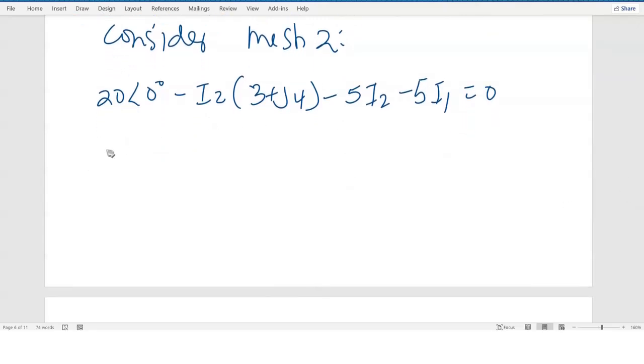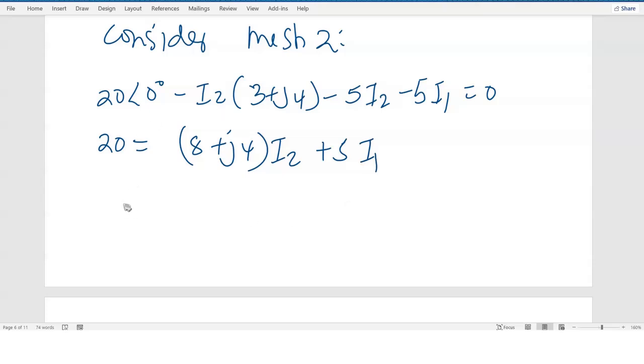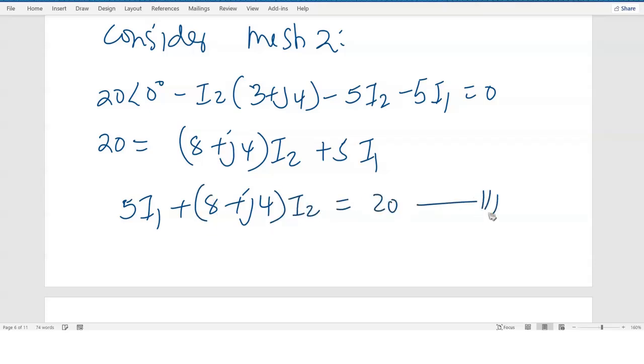So this is going to be 20 volts, equivalent to, so I look at this and that. This is going to be 8 plus j4, and this is I2, then plus 5 I1. So I rearrange, I'll have 5 I1 plus 8 plus j4 I2, and this is 20. So I solve the two equations simultaneously.